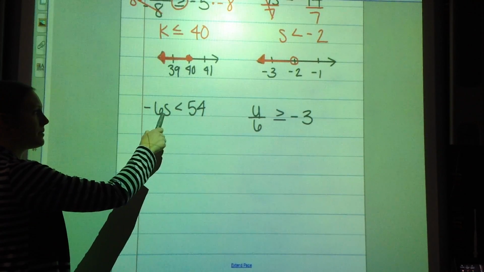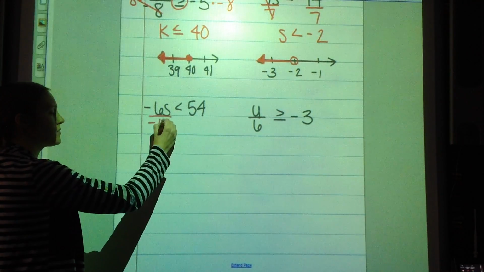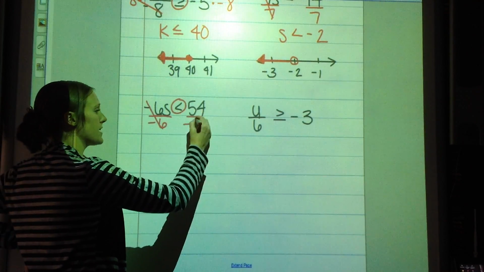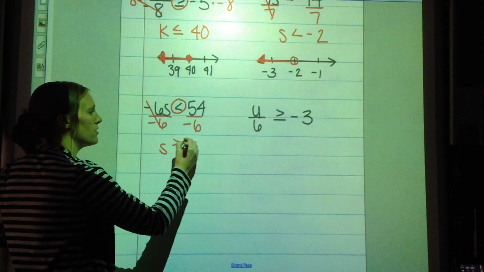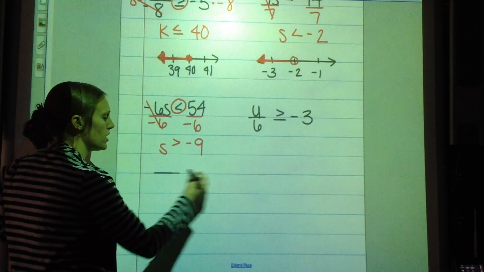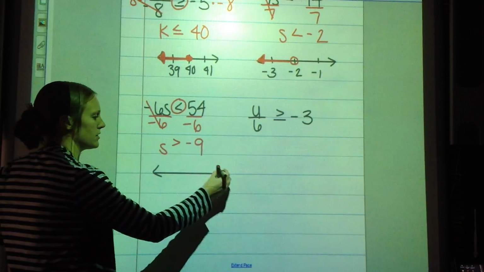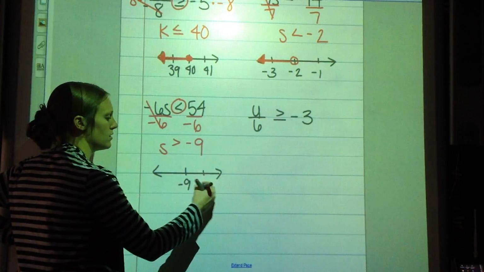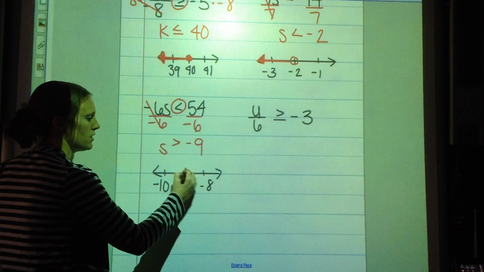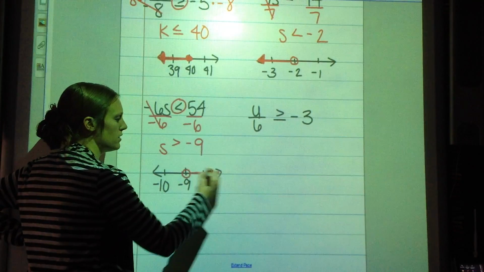In this first example, see s by itself, they're multiplying, so I'm going to divide. I am bringing a negative over, so I need to switch that sign. S is greater than -9 is my answer. You should have graphed it to show all the possible answers. S is greater than is an open dot and shaded to the right.